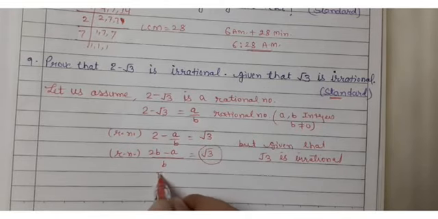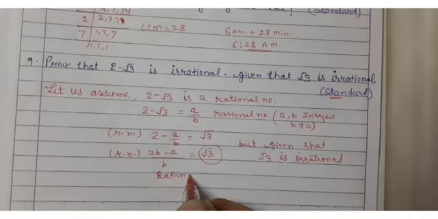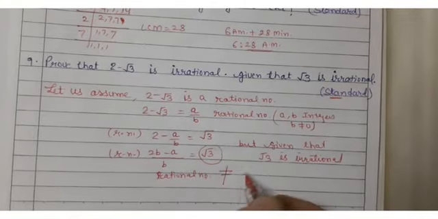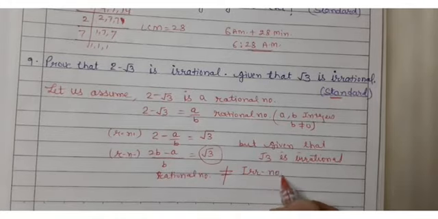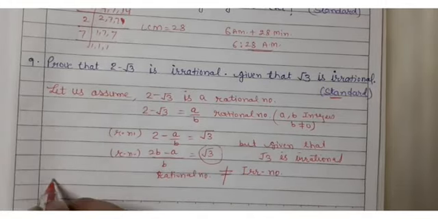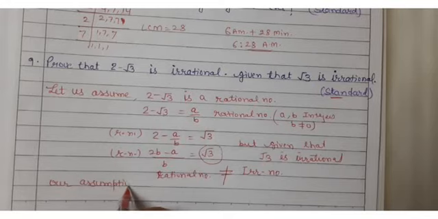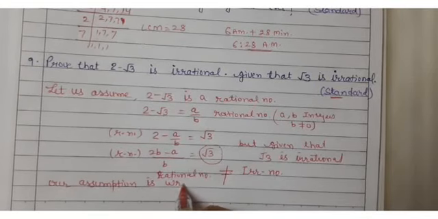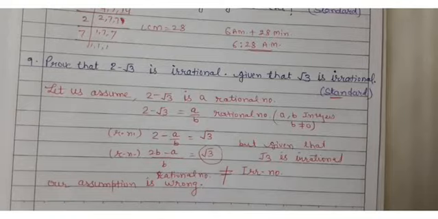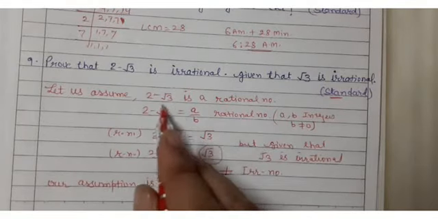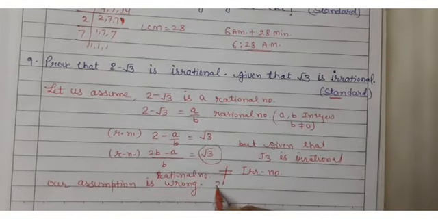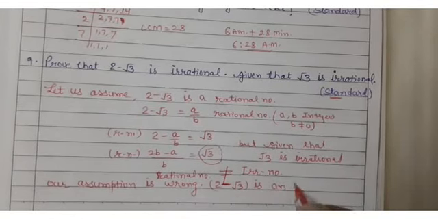So any rational number is never equal to any irrational number. It means our assumption is wrong. If our assumption is wrong, then what can we say? 2 minus root 3 is an irrational number. So you can say 2 minus root 3 is an irrational number.